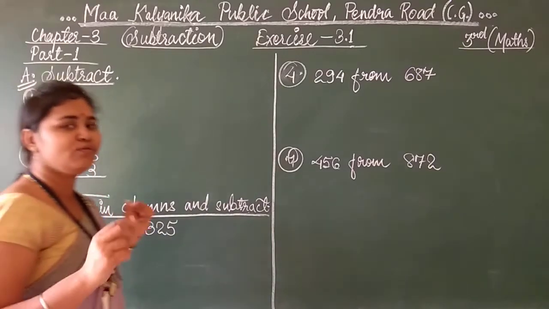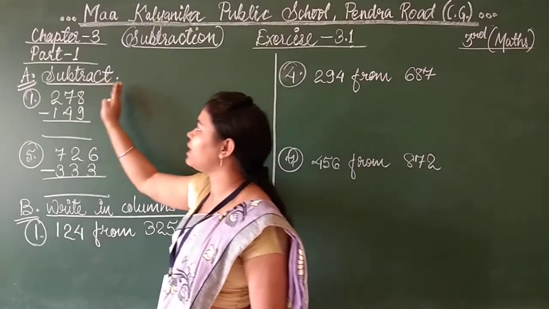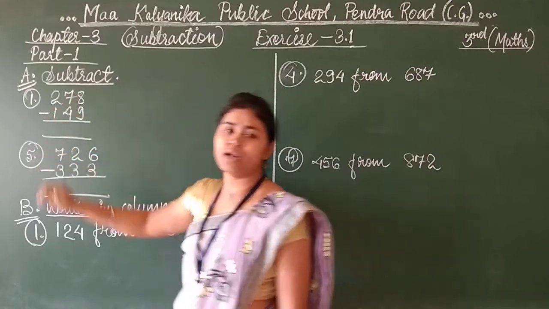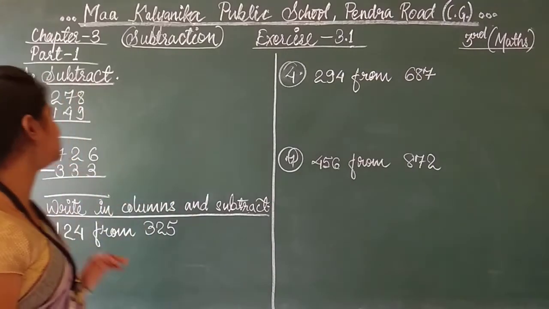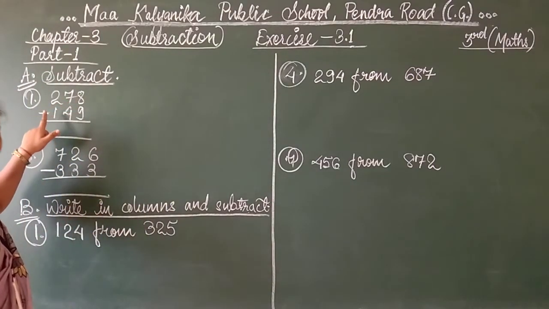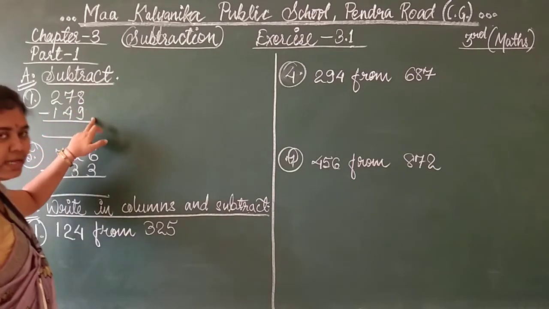So students, we will start from question number A. Question number A is subtract. The first question is 278 minus 149. So students, how to subtract this, I am going to tell you in this video. So see, 278 minus 149. Here 3 digits are there.